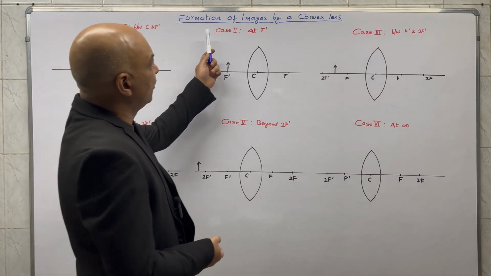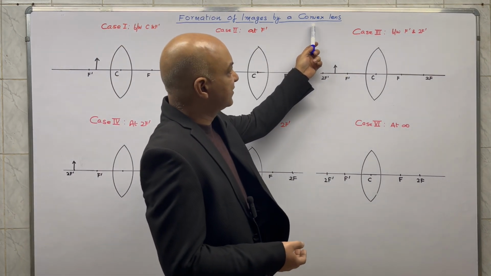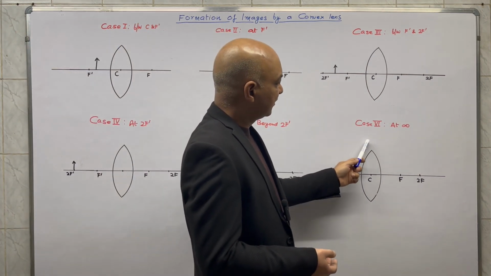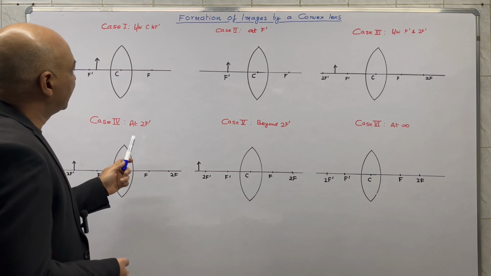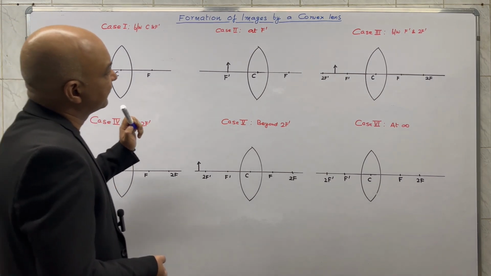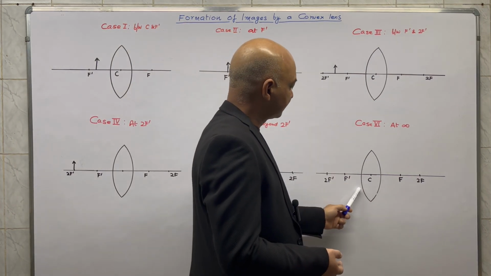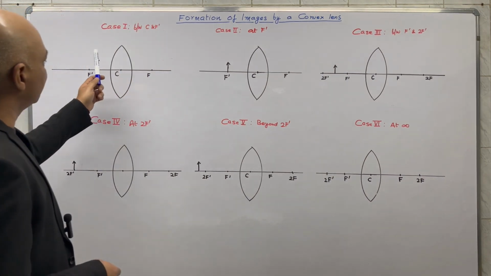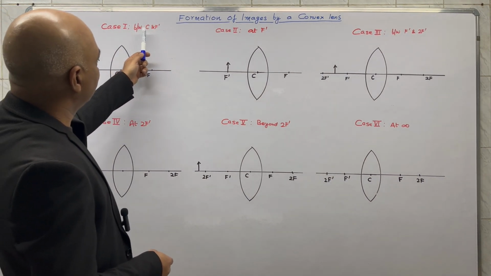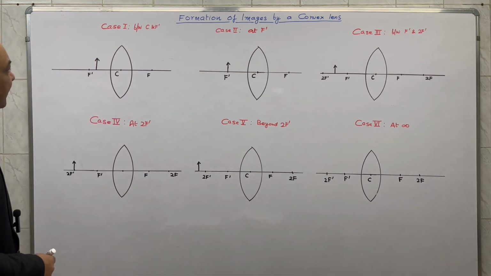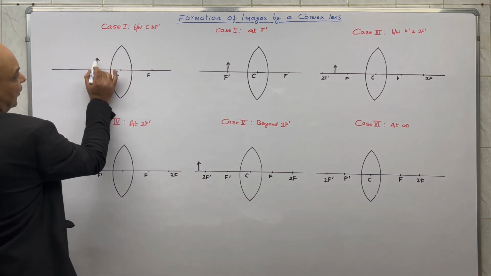Now, first of all, we are going to do convex lenses, for which again I have 6 possible cases wherein I am going to keep the object in front of the convex lens at 6 different positions. So let us start with the first case, that is when the object is kept between center and f dash. So the object is between C and f dash.